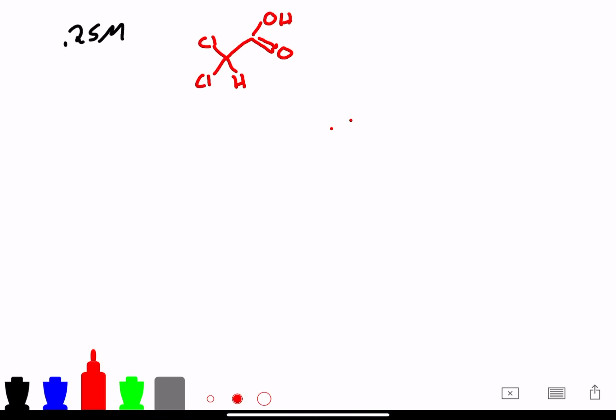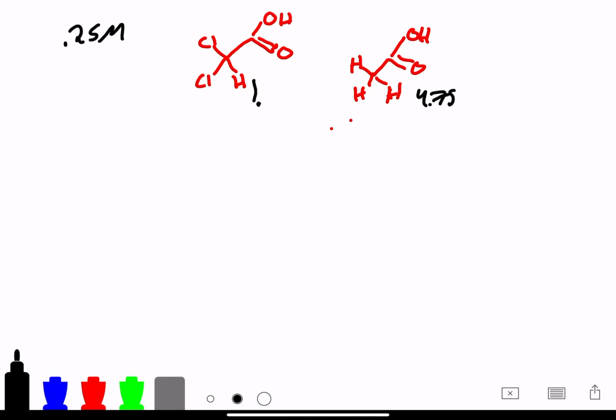this versus normal acetic acid, which looks like this. Now, notice the difference in pKa. So the pKa for this one is 4.75 and this one is 1.26. That is, this one is about 1,000 times more acidic than this one.